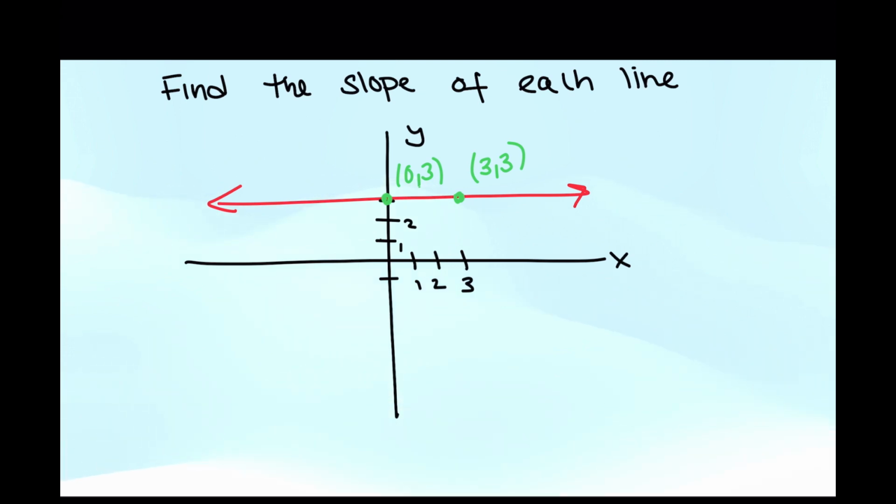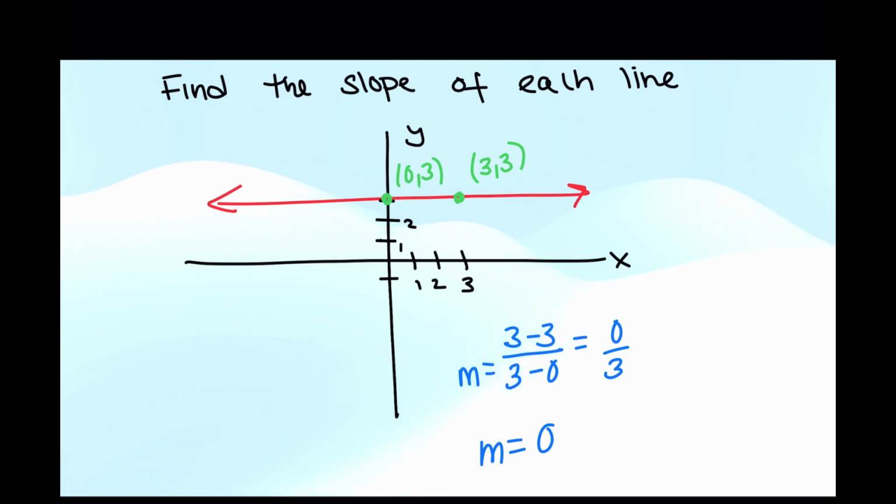One thing I notice about this line, because it is horizontal, the y values are always going to be the same, always 3. So using my formula, change in y would be 3 minus 3, or 0. The y values aren't changing on this horizontal line. My change in x is 3 minus 0, or 3, and 0 divided by 3 is 0. In fact, a horizontal line always has a slope of 0. You can think of it as flat ground that you're walking on. There's 0 slant or tilt to it, so the slope is 0.